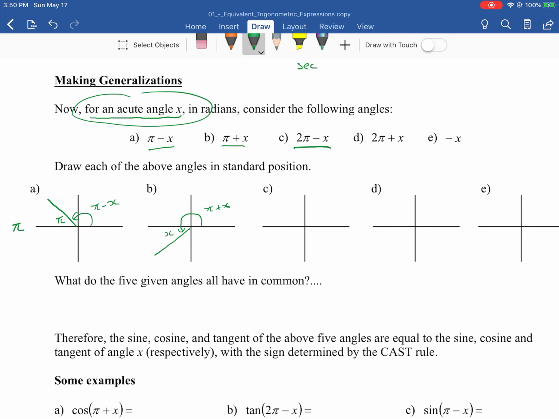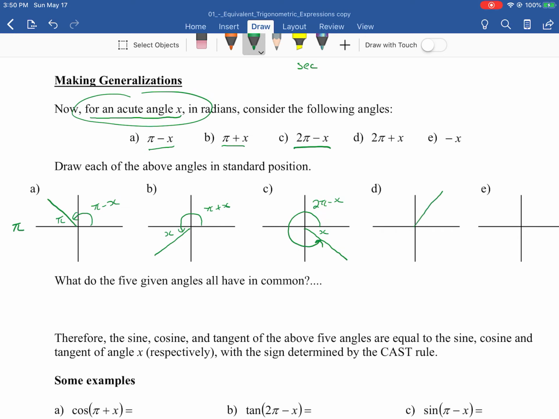The next one they want is 2 pi minus x, so I have to go all the way around to 2 pi. 2 pi would be a full revolution. They don't want that. They want me to come back a little bit from that, so it's somewhere in there. 2 pi would be all the way around. I don't quite make it. They want x taken back out of there.